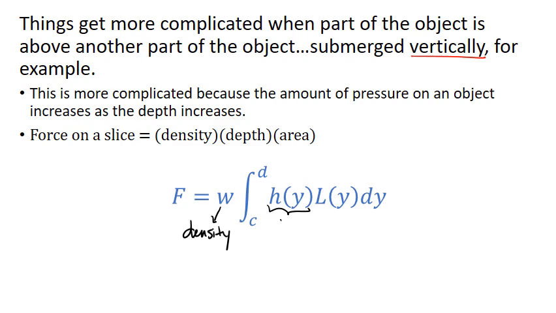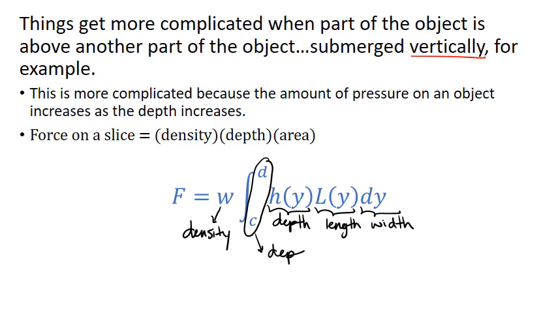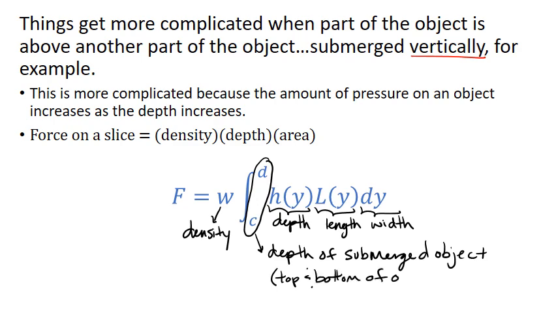This here is the depth of the object. This is the length of the object, and this is the width. Now, the other thing to pay attention to are the limits of integration. This here is the depth of the submerged object, and it's essentially the top and bottom of the object. So the lowest point of the object and the highest point of the object.